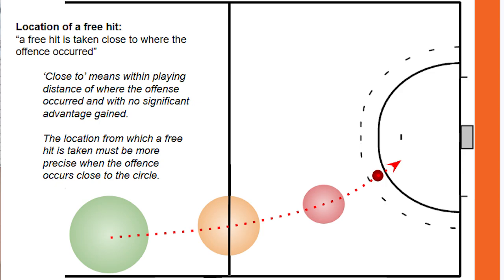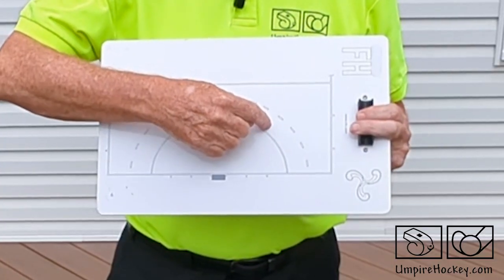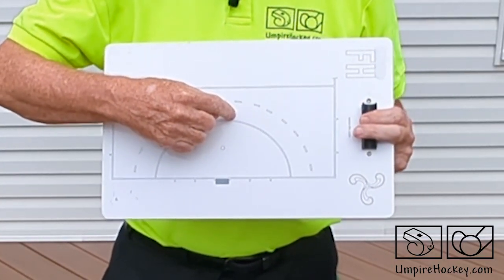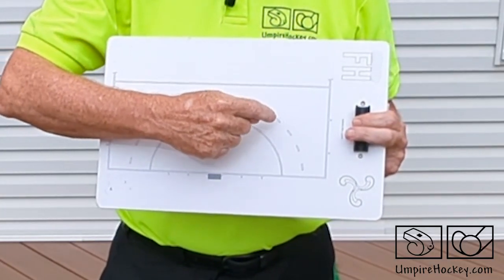It's got to be close, but when you're up here at the edge of the circle, it's got to be on the spot where that foul took place. So if the attack brings the ball over here, 3-4 yards, no good. Whistle. Got to bring it over here. That's where it took place.